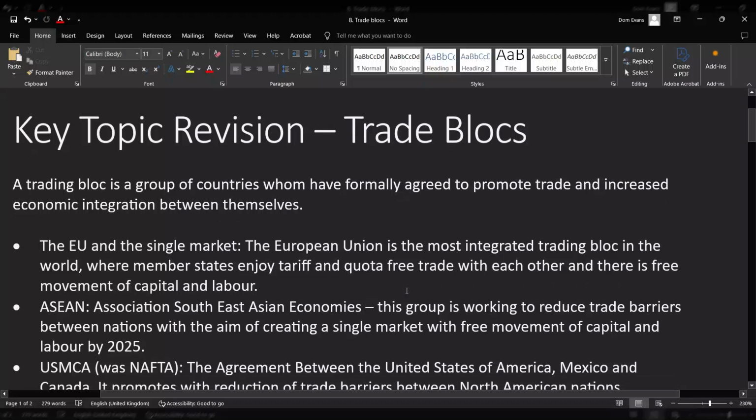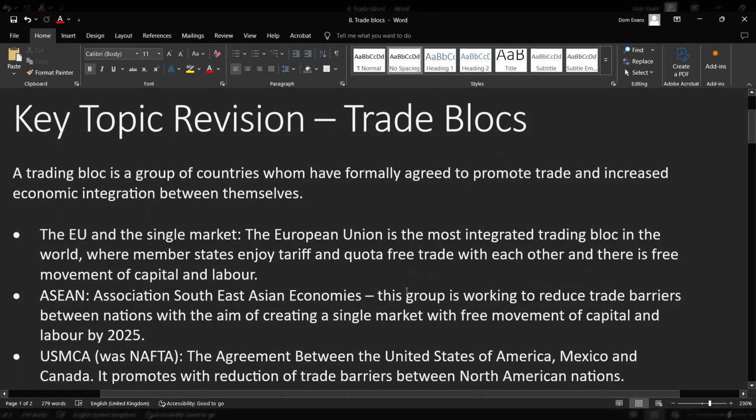Guys, this should be hopefully a quick revision on the topic of trade blocs. So, a trade bloc is a group of countries that have agreed to promote free trade within them. So there's freer trade within the trade bloc. So that's a lack of tariffs and quotas with the countries that are within the trade bloc. But also, it can mean increased protectionism against countries outside the trade bloc.